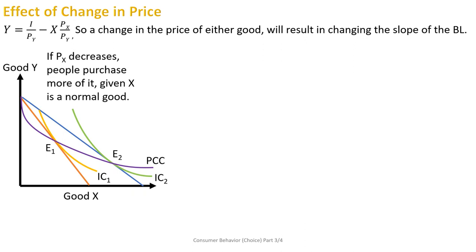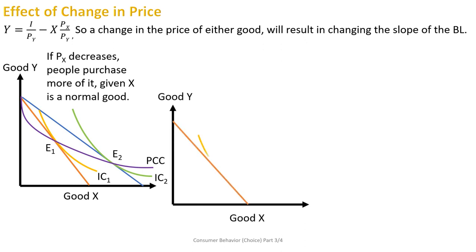Next is the same case of decrease in the price of X. However, the nature of commodity is changed. Let's first examine how it is represented graphically, and then we shall talk about the nature of the commodity.